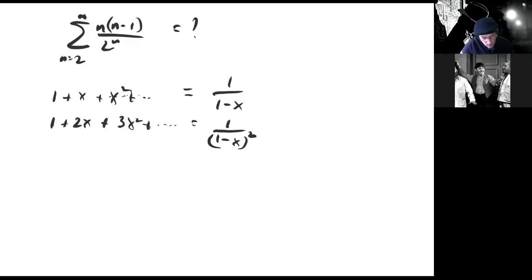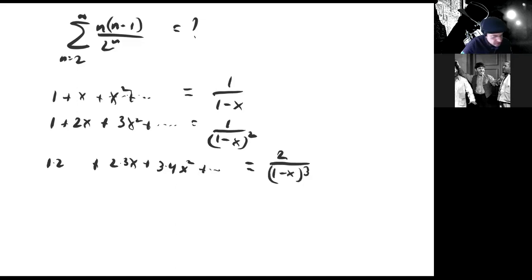We can differentiate one more time. I'm sorry, that's not correct. It's 1 times 2 plus 2 times 3 times x plus 3 times 4 times x squared, and so on. The right side of the calculation is the derivative of 1 over (1 minus x) squared, and that's 2 over (1 minus x) cubed. You can easily verify that that's the derivative.